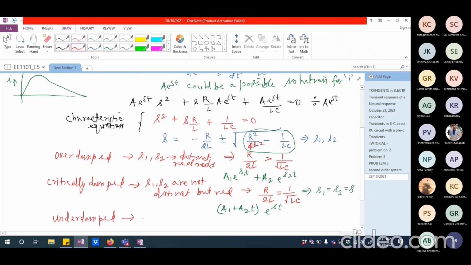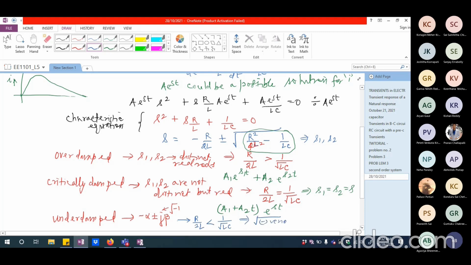And the third type of solution what we have is the underdamped condition, where whatever we have under the square root is going to be a negative number, because of which we are going to have this in the form of minus alpha plus or minus j beta, where this j is actually root of minus 1. So this is the kind of solution we are going to have, and we are going to have R divided by 2L less than 1 by root LC. So what we have under the root is a negative number.